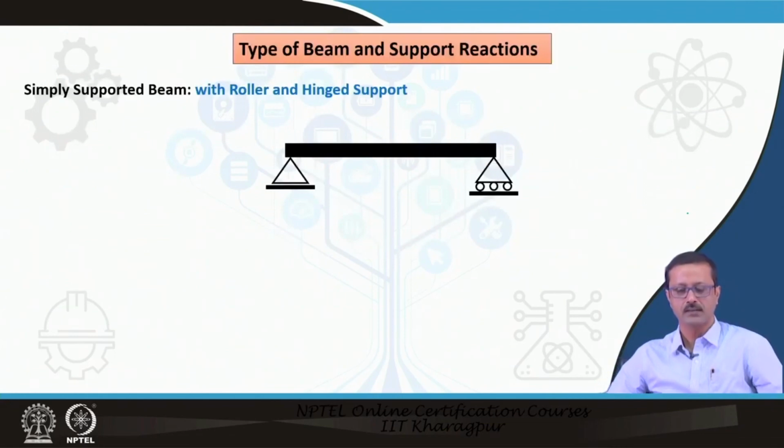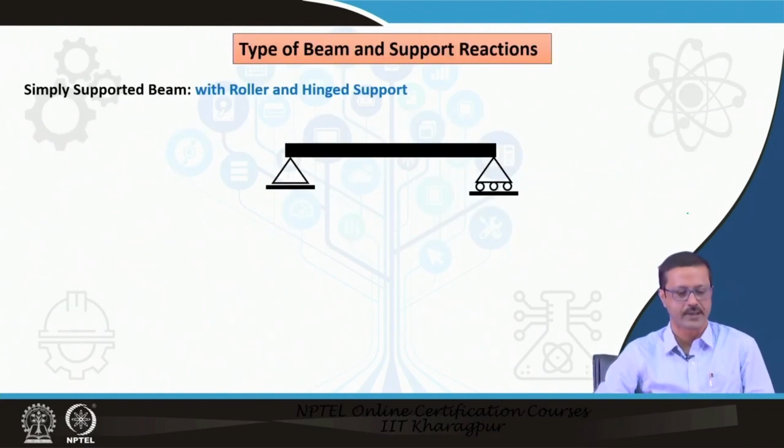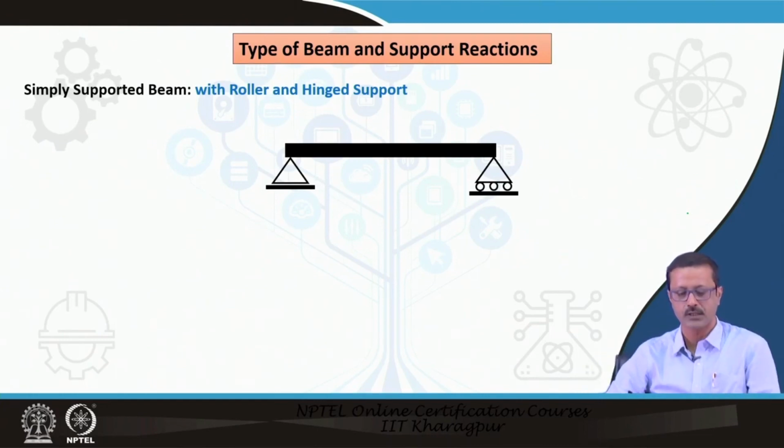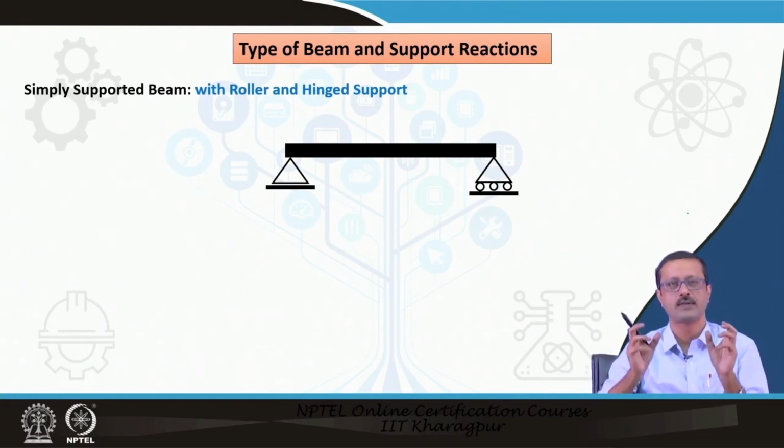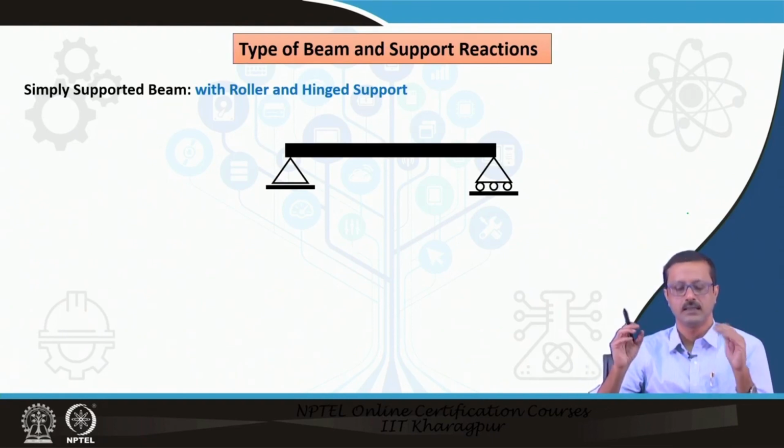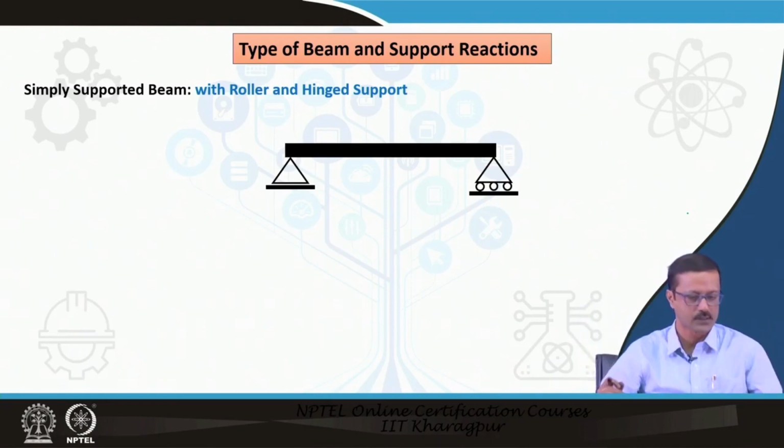Now, types of beams and their support reactions. This is a simply supported beam. We can conceptually think of it like a plank that is hinged at one end and has a roller support at the other end.